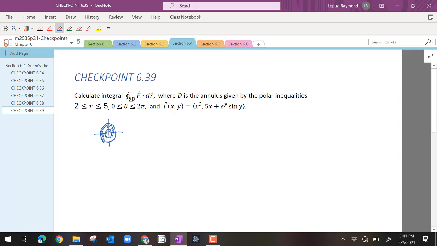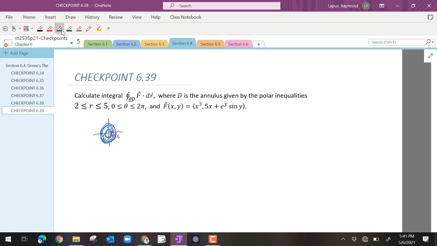So, not drawn to scale, we have our inner circle with radius 2 and outer circle with radius 5, and the region D is that space in between.